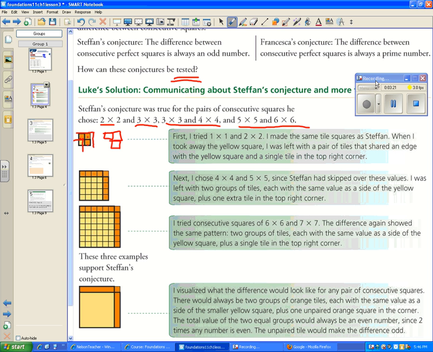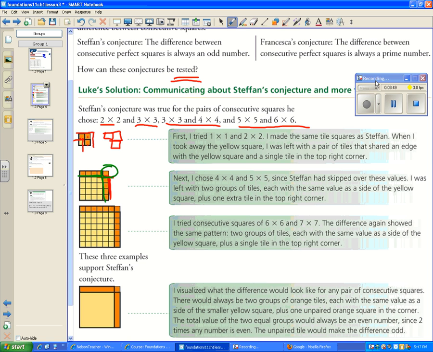Next, he did the 4 by 4 and the 5 by 5, the difference of perfect squares. Since Stefan had skipped over these values, I was left with 2 groups of tiles, each with the same value as the side of the yellow square. So each with the same value, 4 squares, plus 1 extra tile in the top right corner. So we have 4 and 4 plus 1.